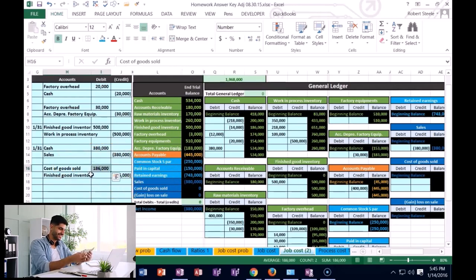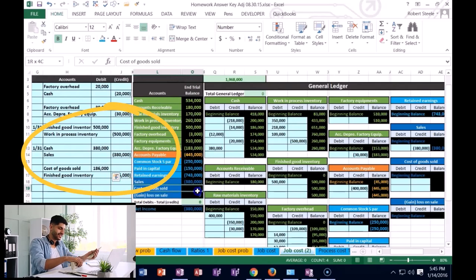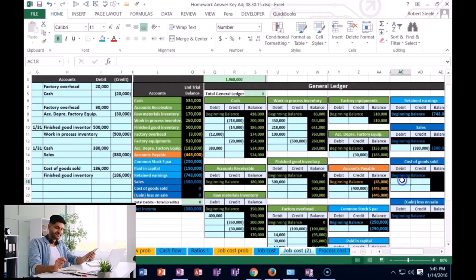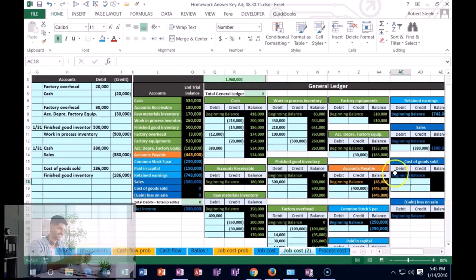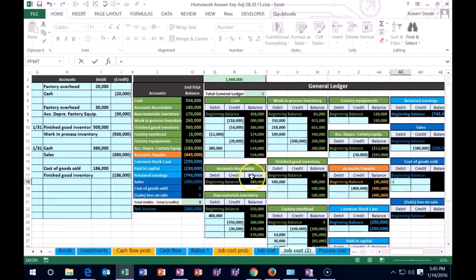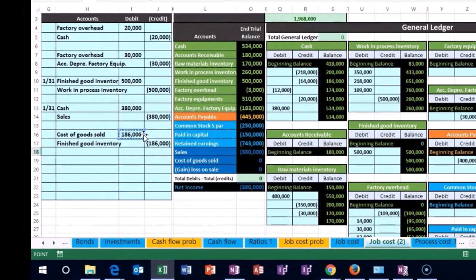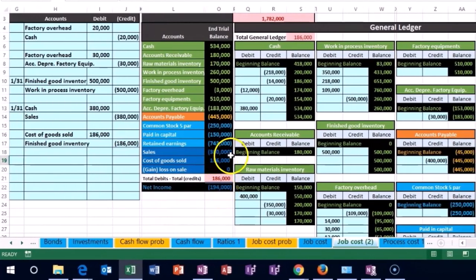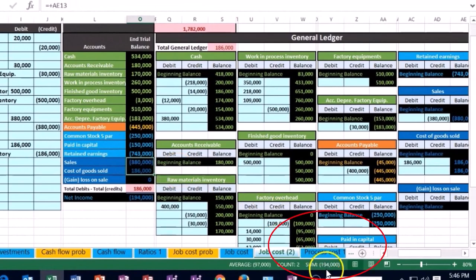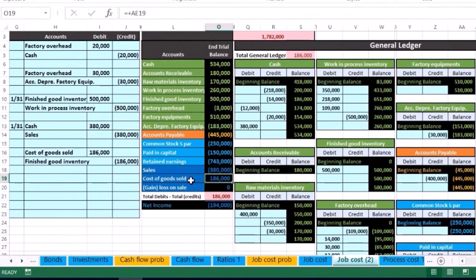So here's the cost of goods sold. Here it is on our income statement. It's going to be over here, way over here on the general ledger. It's going to be a debit in AC18 and equals, and we're going to point to that 186 and enter. So note that the net income on this transaction is the revenue we got as 380 minus the cost of goods sold, 186. We've got the 194,000. Again, that 186 includes so many things that we've been talking about, right? It's got the direct labor, it's got the direct materials, it's got the overhead.